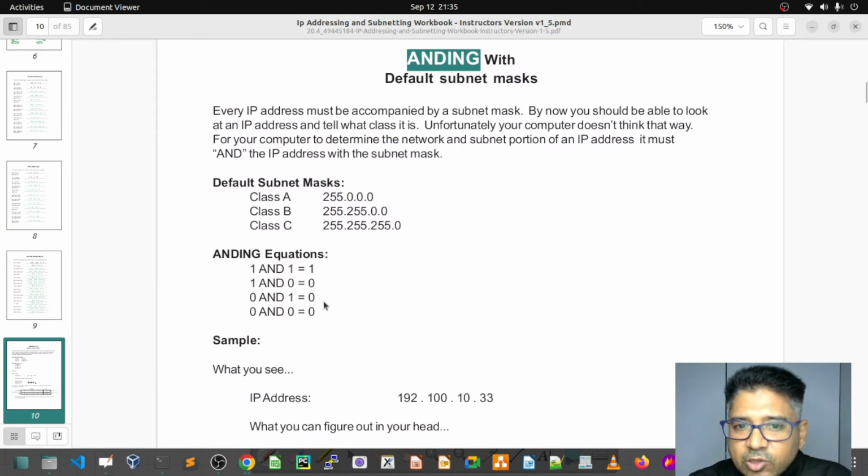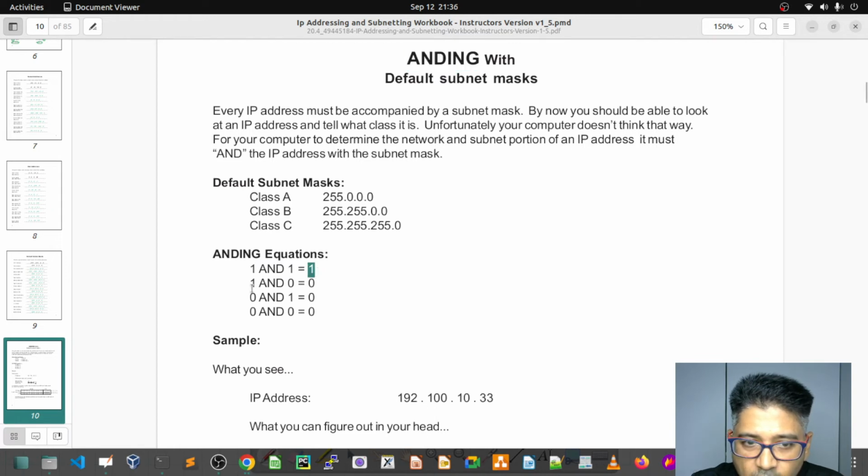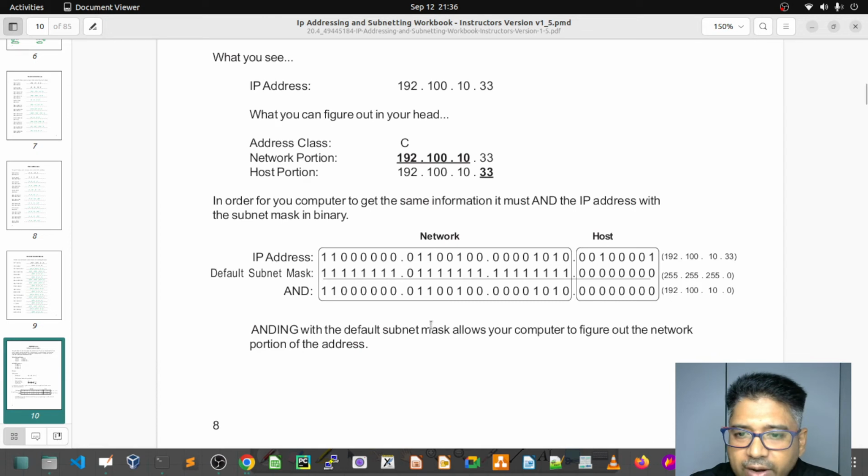Here we are using AND. Like 1 and 1, both are true, so this is true. If any one is false, 1 and 0, it will be false. Clear? What's the benefit of that? We have done this practice.